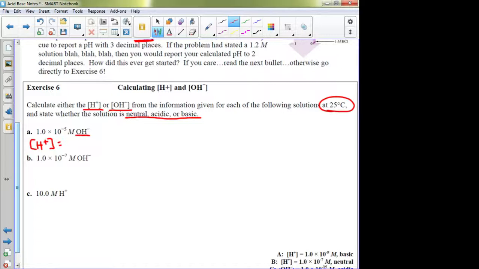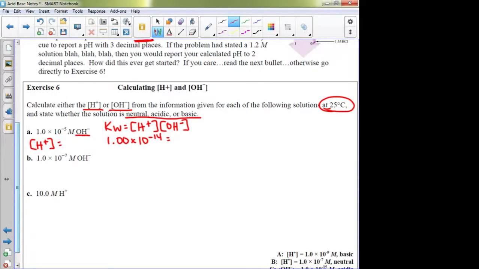Well, what do I know? Do I know an equation that involves H plus and OH negative? Yes, we do. Kw is equal to the concentration of H plus times the concentration of OH negative. Correct? Do I know what Kw is at 25 degrees Celsius? Yes, it is 1.00 times 10 to the negative 14.